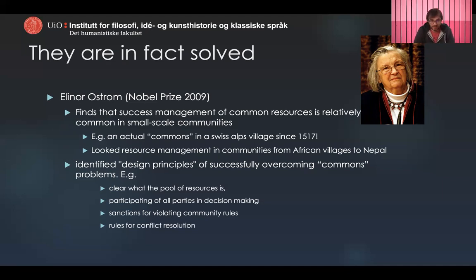And what she finds is that successful management of common resources, like the commons, is in fact quite common when we look at small-scale communities. So, for example, when we looked at this example of the English villages that sent the cows or sheep to the common land, the collective action problem is that it seems to overuse the land by sending more and more sheep or cows to the piece of land.